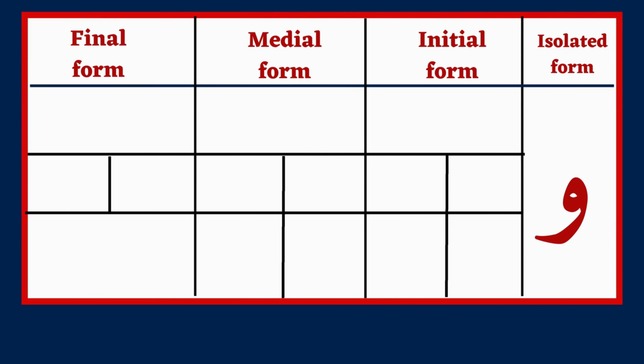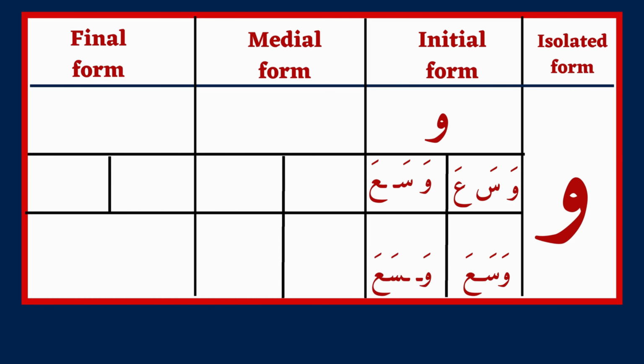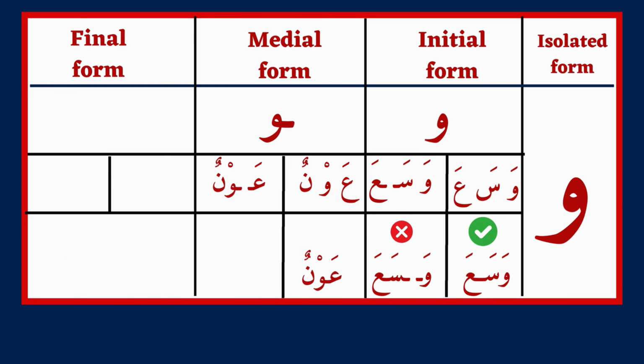Waw. Waw engages in connections from the right side only, unlike others. At the beginning of a word, waw is showcased as this. In the middle of a word, waw is written as this. When concluding a word, waw takes the form of this.